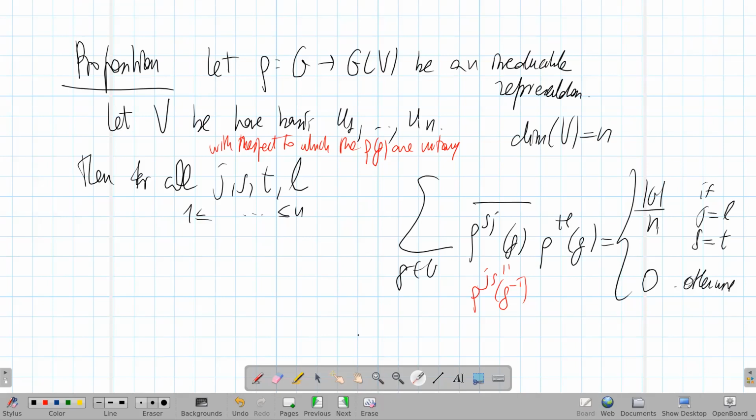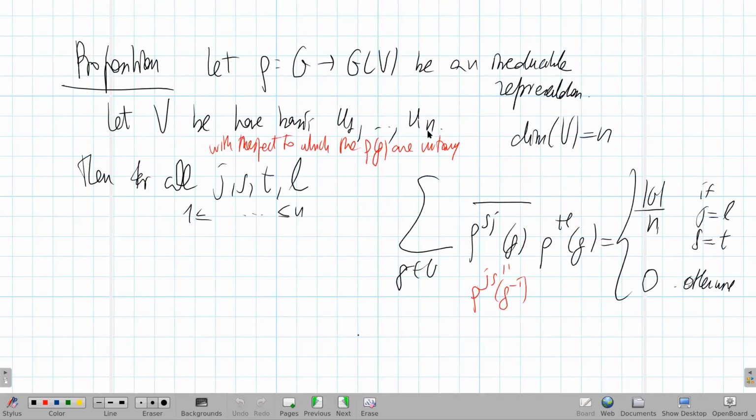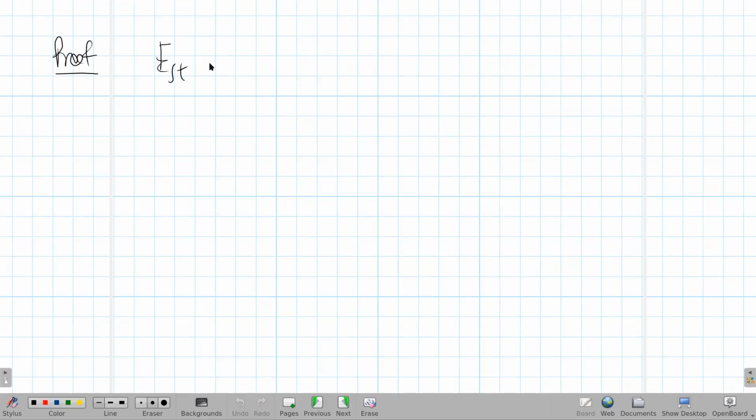Okay, so let's see how you prove this. To prove this, we consider first E_ST. Well, let's define E_ST as usual. So let me check the notation. Yes, the basis is U1, ..., UN. So this is the linear map from V to V which sends U_S to U_T and U_I to 0 if I is different from S.